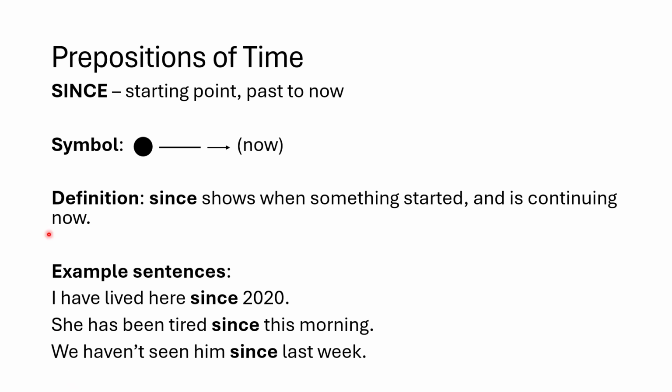The preposition since indicates a starting point, past to now. Here is a symbol that illustrates then to now. This is the definition. Since shows when something started and is continuing now. Listen to the example sentences.